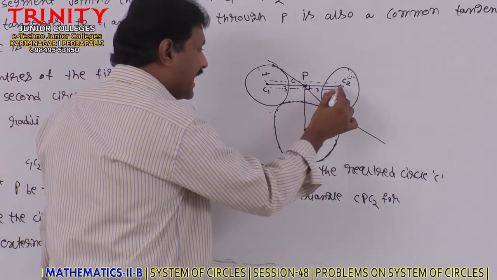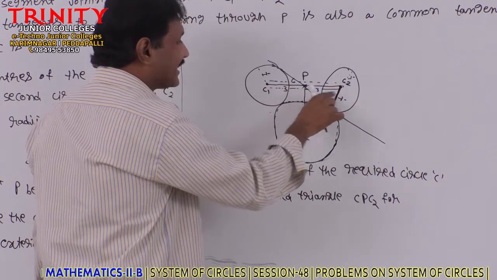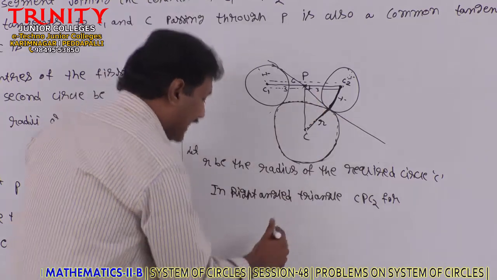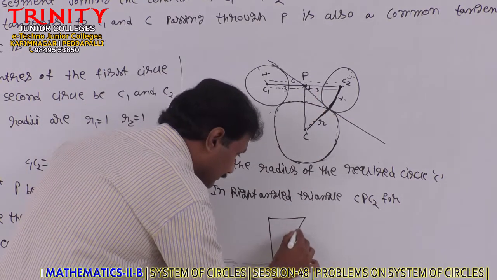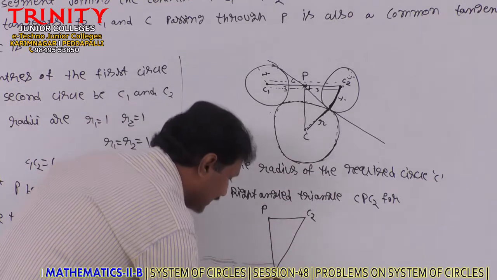The length of PC2 is 3, since the total distance is 6 and this distance is 3. The diagram looks like this: P, C2, C.